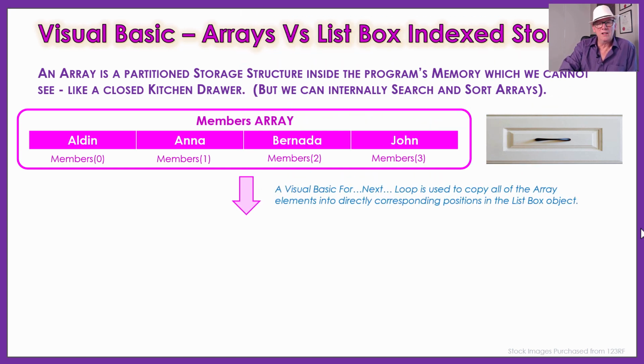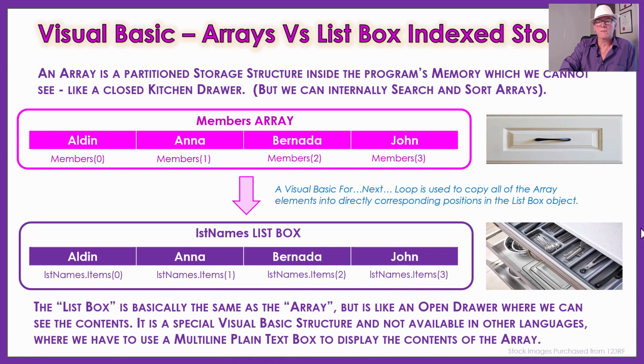All right, now how the list box is different is the list box is like the drawer opened up, so you can always see what's in the array when you've got a list box on the screen, okay? Now that's a difference. It's sort of, one you don't see, it's inside the computer's memory. The other one you can see on the screen, all right? So you'll just have to remember that.